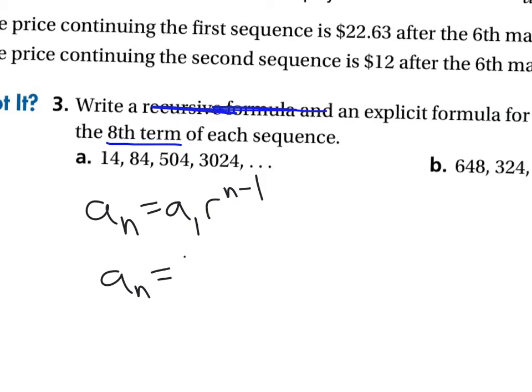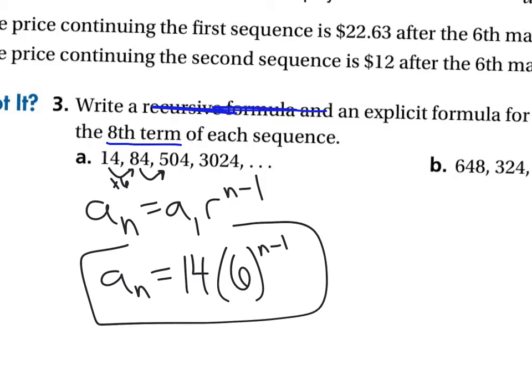So on this one, our first term is 14. And if you divide these numbers out, 84 divided by 14 is 6, we can verify that with our next numbers, that we are multiplying by 6 every time. So a sub n equals 14 times 6 to the n minus 1 power would be our formula. And now we're going to find the 8th term.